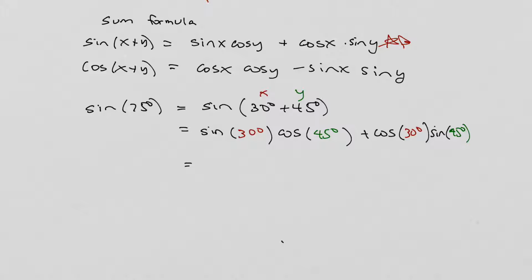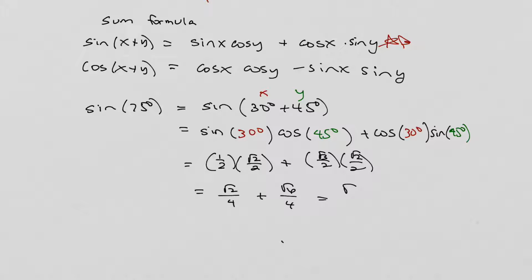Sine of 30 degrees is 1/2. Cosine of 45 degrees is square root of 2 over 2. Cosine of 30 degrees is square root of 3 over 2. And sine of 45 degrees is square root of 2 over 2. So this is square root of 2 over 4 plus the square root of 6 over 4, which is just square root of 2 plus the square root of 6 all over 4. So that gave me a value that I didn't know before, but by using this sum formula, we could figure it out.